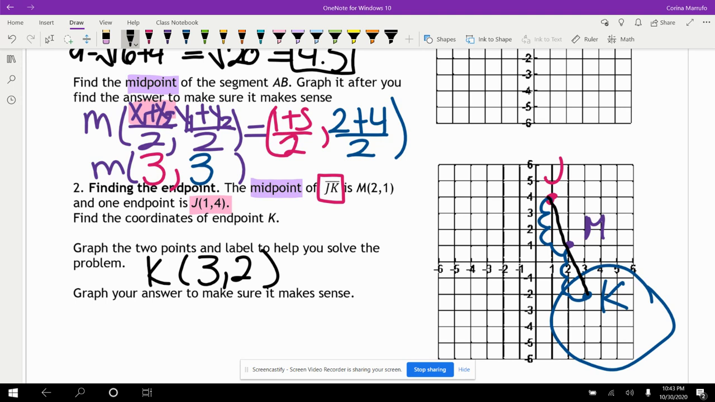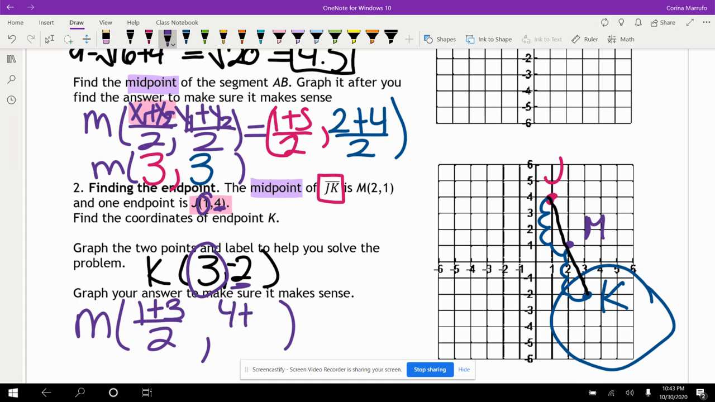So to check, I'm going to go ahead and check using the midpoint formula. Just a reminder, with our midpoint formula, we're going to add our x values. In this case, my x values are 1 and 3. So 1 plus 3, divided by 2. Okay, we're just checking here. And then here we have 4 and -2. 4 plus -2 is my y values, and then we divide by 2.